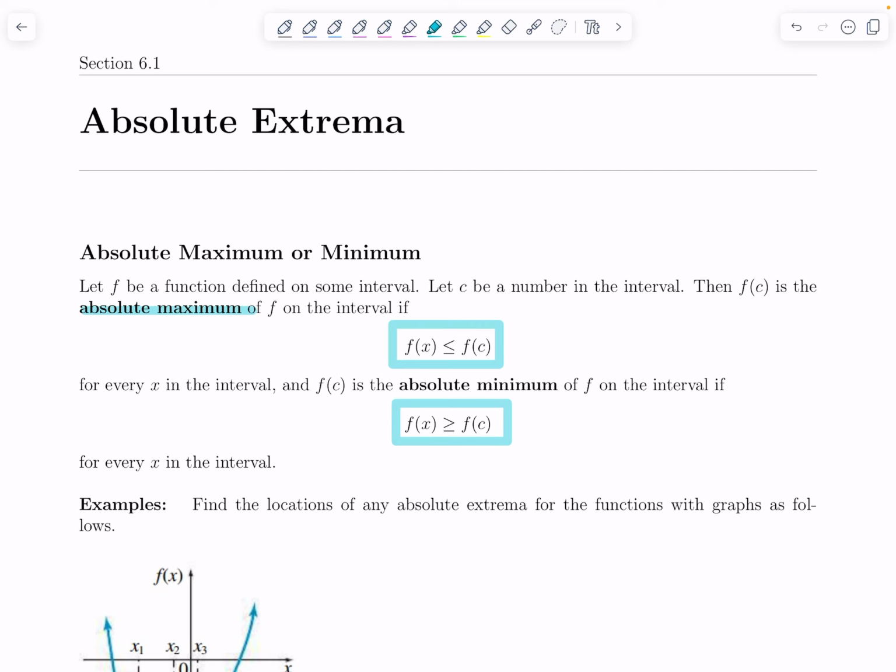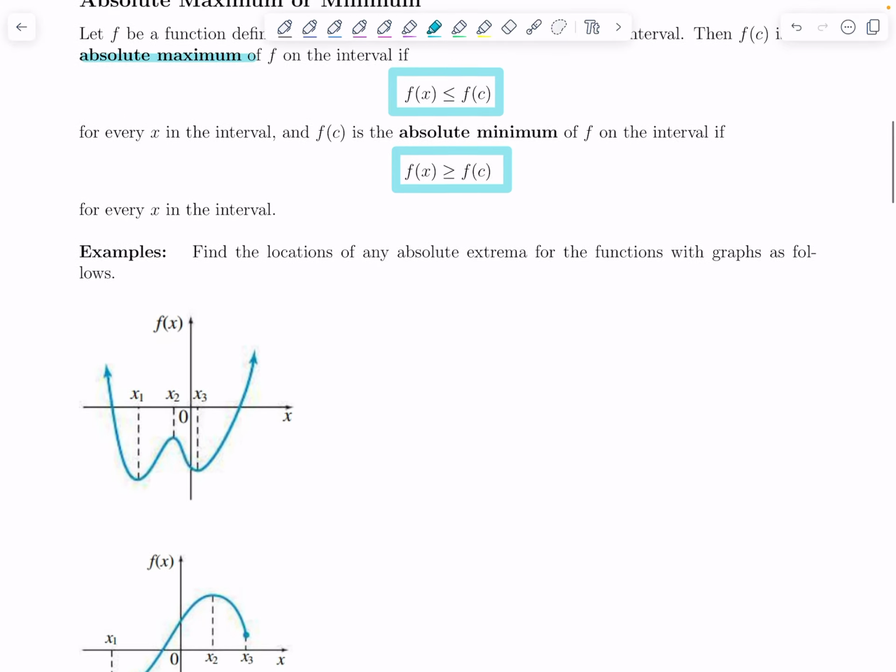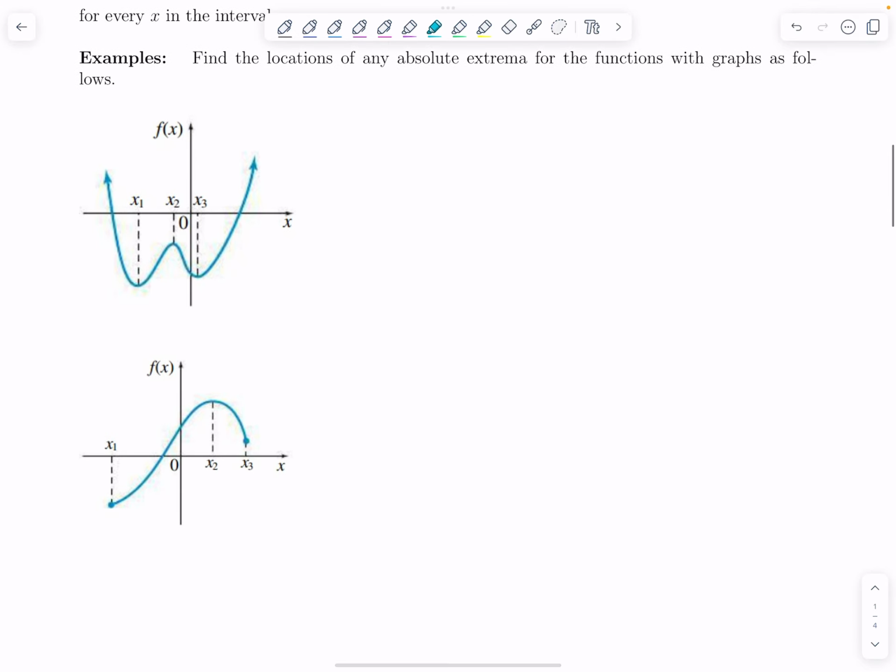First, let's look at a couple graphs to make sure visually we're able to identify where we have an absolute max or an absolute min. So first example, f of x. Does it have an absolute minimum? Yes, right here. We have an absolute min at x1. And if someone actually wanted the absolute min value, you would say f of x1 is the absolute min.